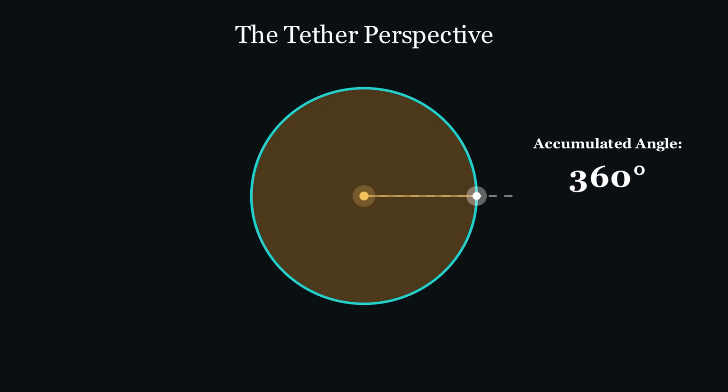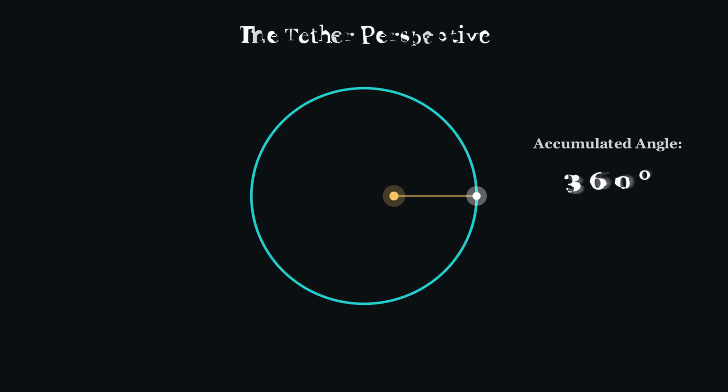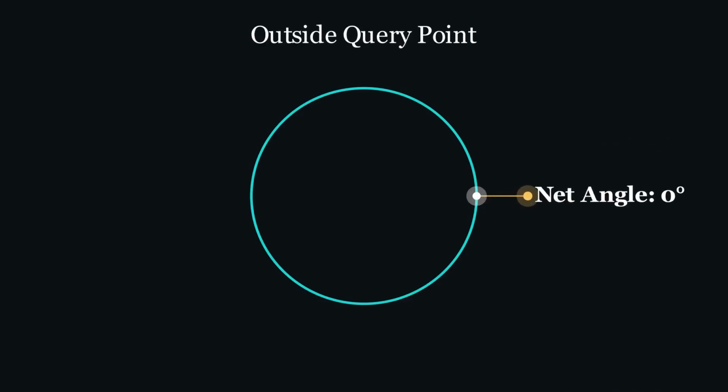Now, you might wonder if this angle tracking is just a fancy way of saying we are inside. But watch what happens when we move our golden query point outside the shape. Suppose we shift our golden query point outside the turquoise loop and run the exact same experiment. As the tracer dot begins its journey along the top edge, the golden tether pivots counterclockwise, sweeping out positive angle. But as the tracer continues around the bottom edge back toward the start, the tether is forced to reverse its rotation, pivoting clockwise. The angle swept during the second half of the journey undoes the angle from the first half. By the time the tracer completes its circuit, the net accumulated angle drops back to exactly 0 degrees.